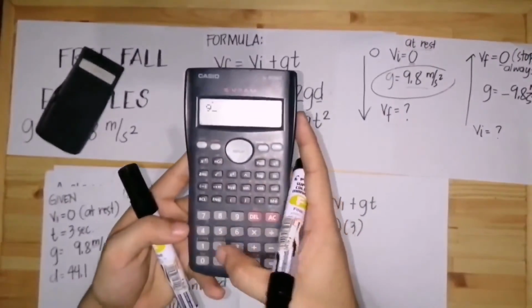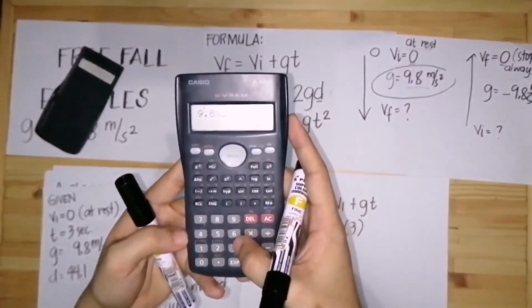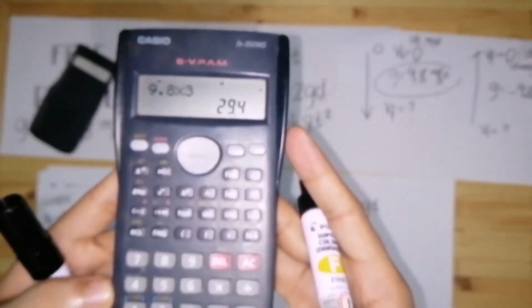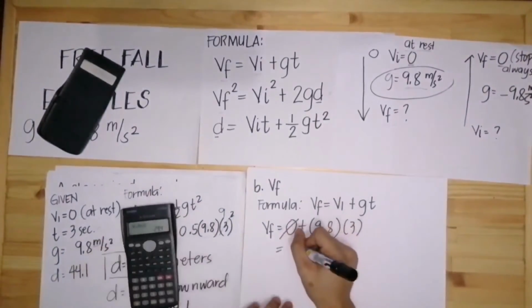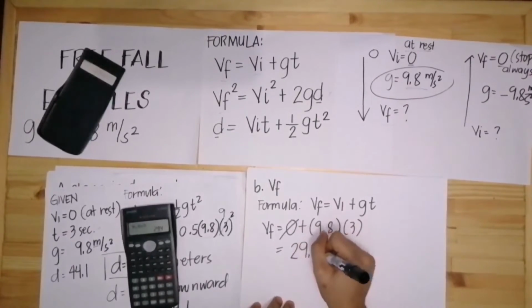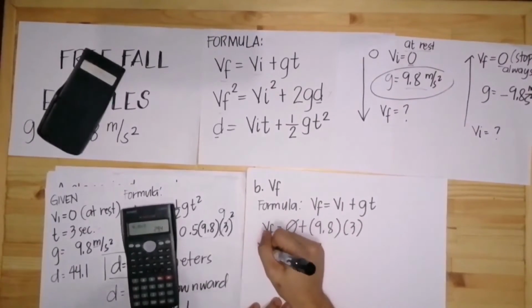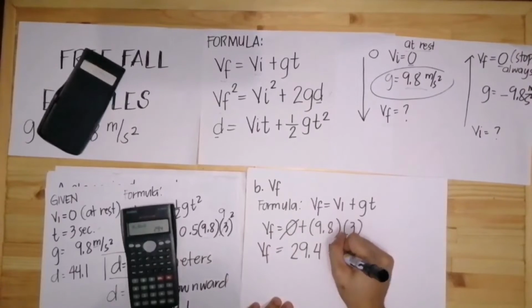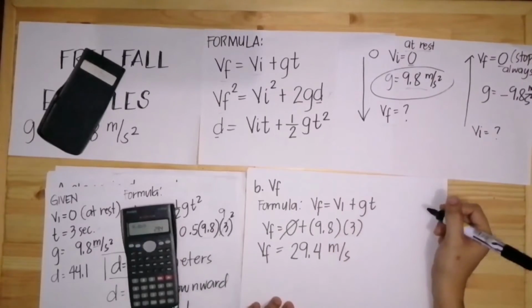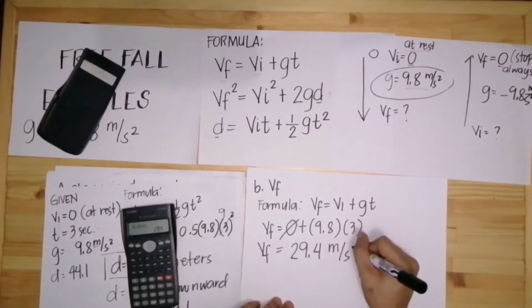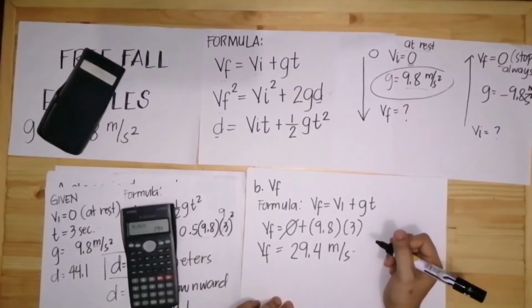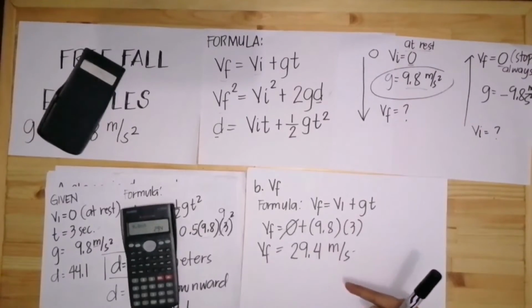9.8 times 3. That is equal to 29.4. What should be the unit? Since it is a velocity, you have to put here meter per second as the unit of your answer. Huwag kayo maglalagay ng square dito kasi yun ay pang acceleration. At velocity lang kailangan natin.